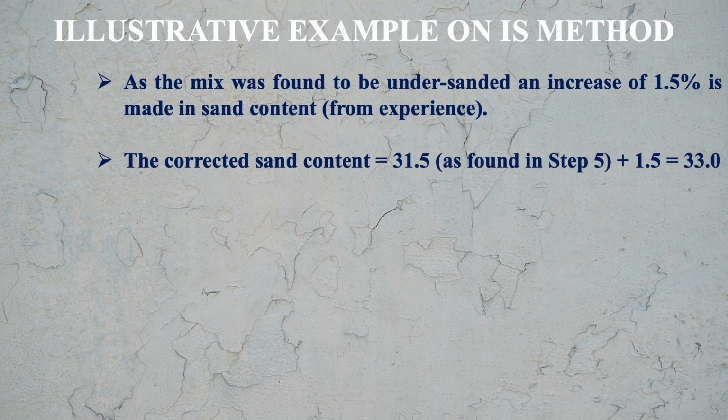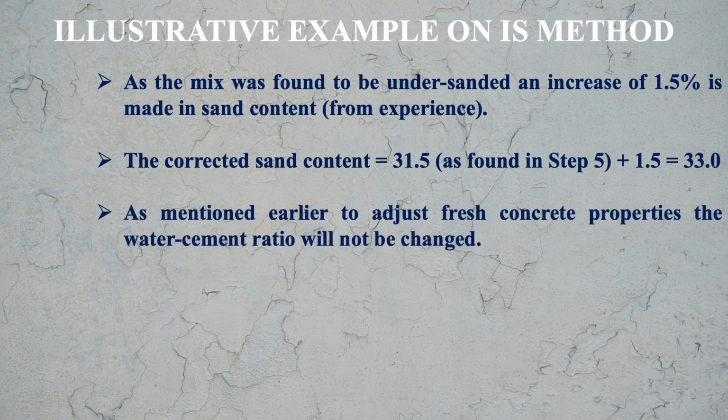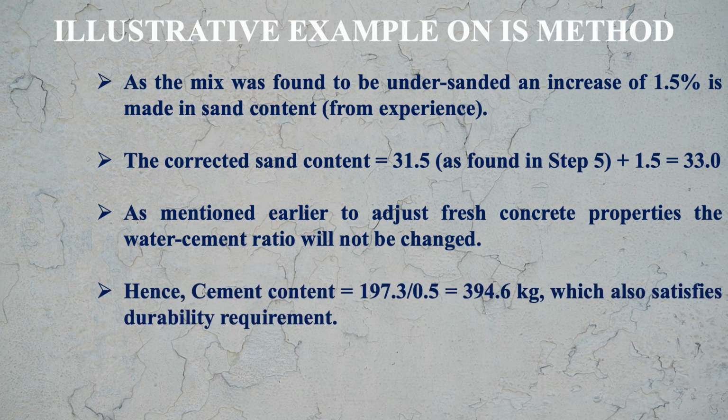The corrected sand content is 31.5, as found in step 5, plus 1.5, which comes out to be 33%. As mentioned earlier, to adjust fresh concrete properties, the water cement ratio will not be changed. Hence, water content is now 197.3 upon 0.5, where 0.5 is the water cement ratio. So it comes out to be 394.6 kg, which also satisfies the durability requirement.